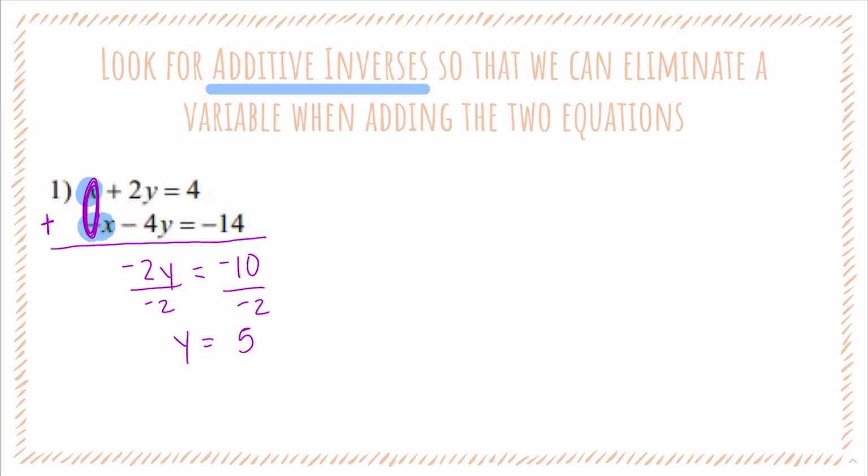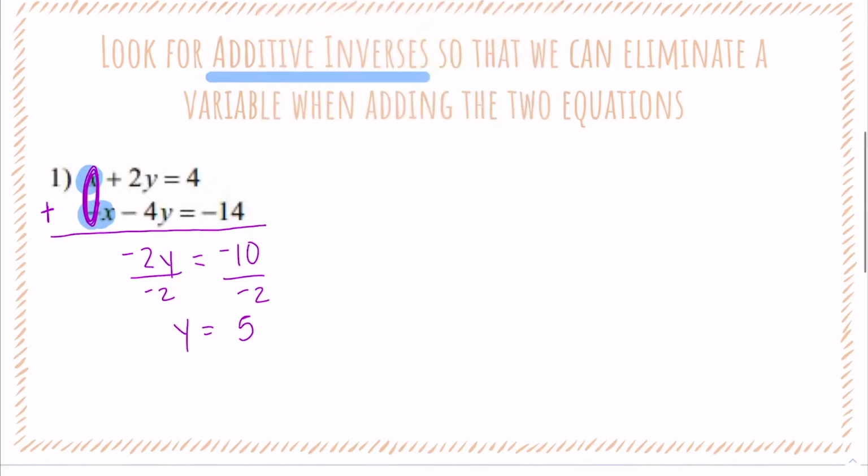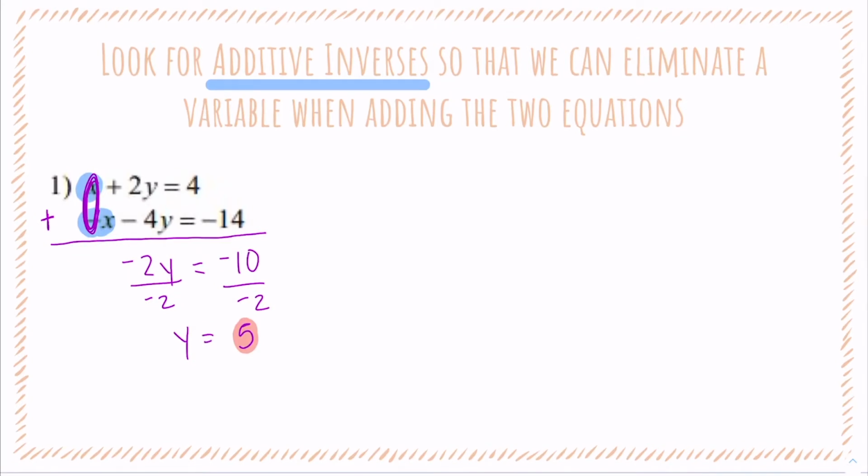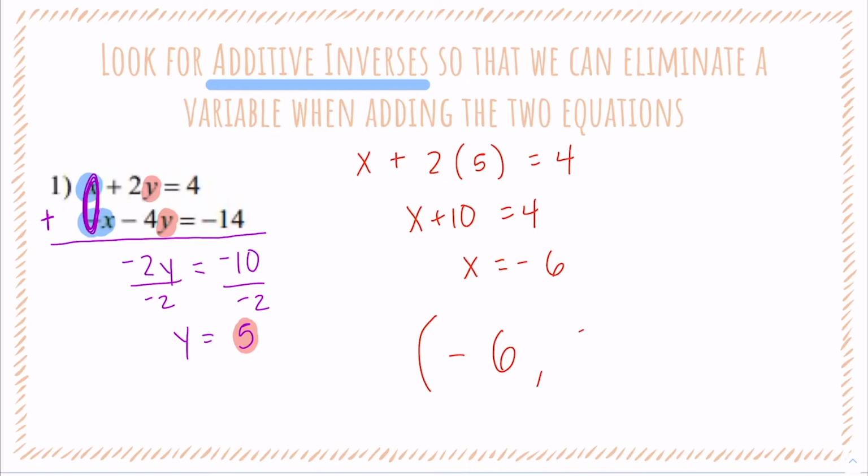And so now we take that 5 and we substitute it back into either the first equation for y or the second equation for y. So it doesn't matter which one. I'm going to pick the first one just because I see smaller values. So I have x plus 2 times 5 equals 4. And we just begin the process for solving for x. So we have x plus 10 equals 4. And now we have x equals negative 6. So our solution here is negative 6, 5.